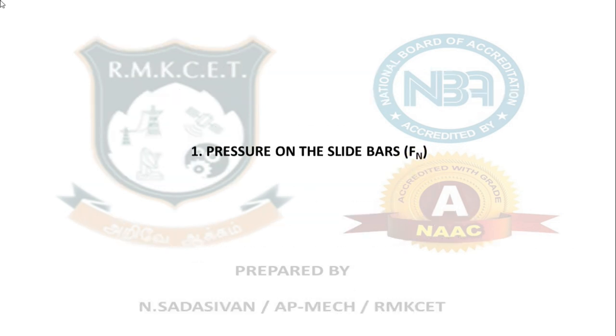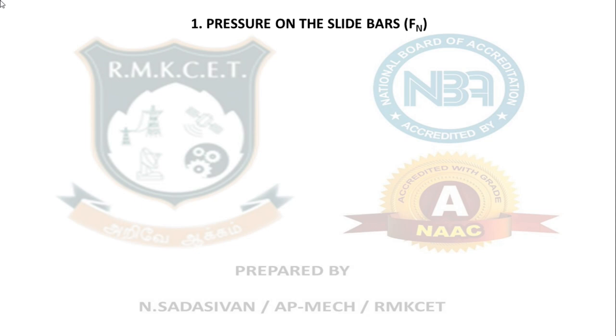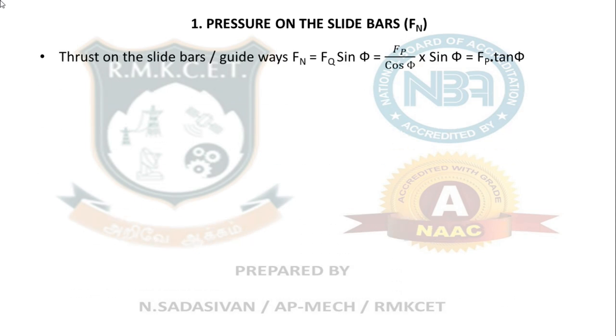Let us move on. So I am going to take on the first question, pressure on the slide bars. Okay, so I know that for pressure on the slide bars or guideways, the formula is normal reaction Fn equal to Fq sin phi, and Fq is also equal to Fp by cos phi. This is also known. Okay, Fp by cos phi into sin phi, right? Fp is known to me. All I have to do is find out the value of this phi. Then I can combine these two and write Fp tan phi.